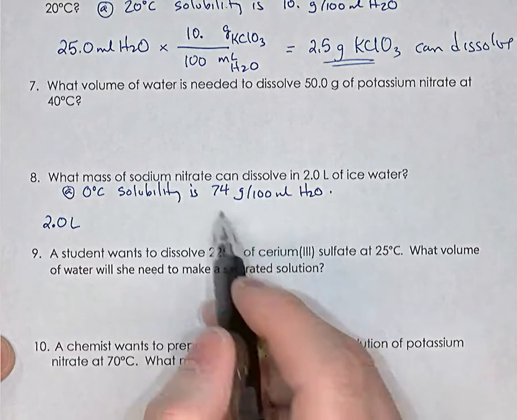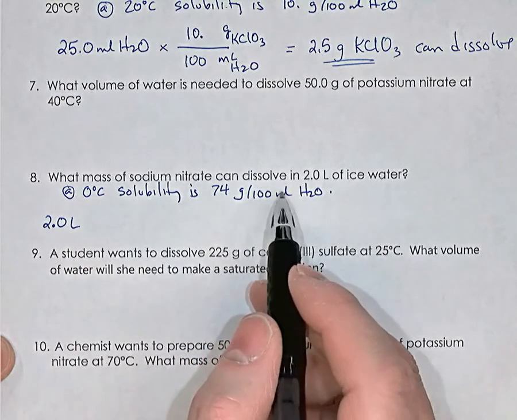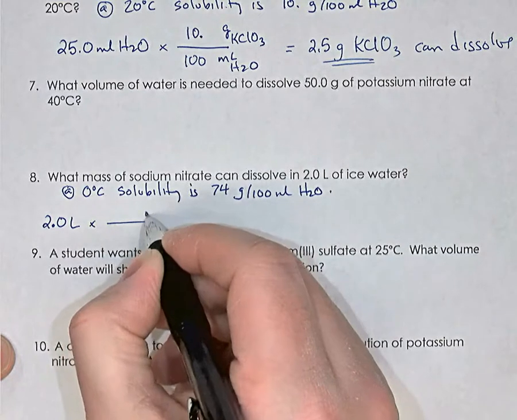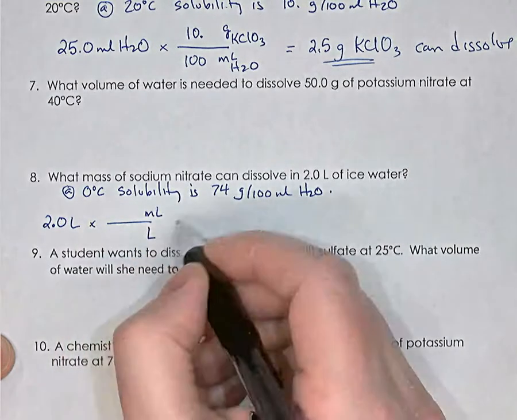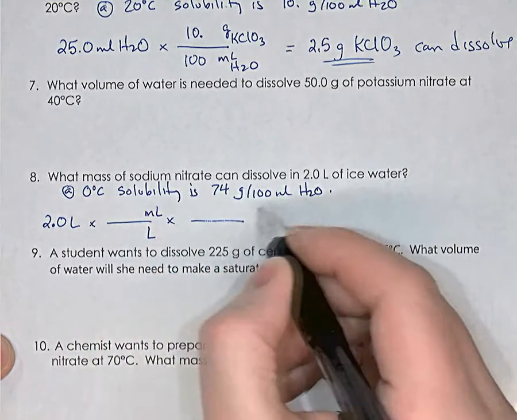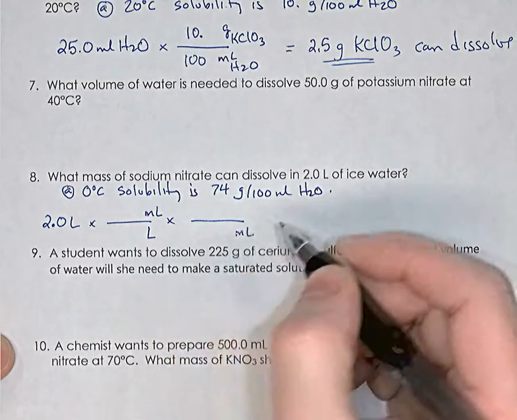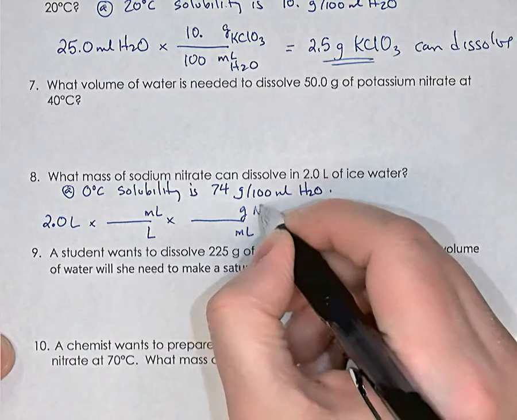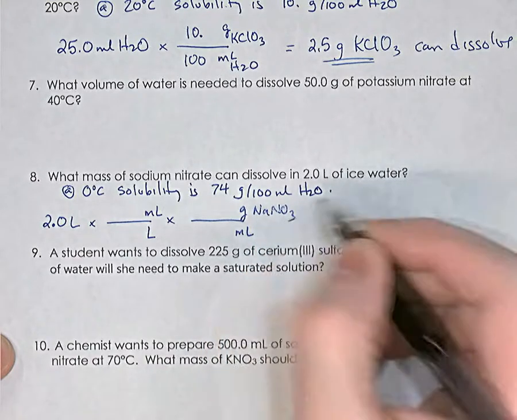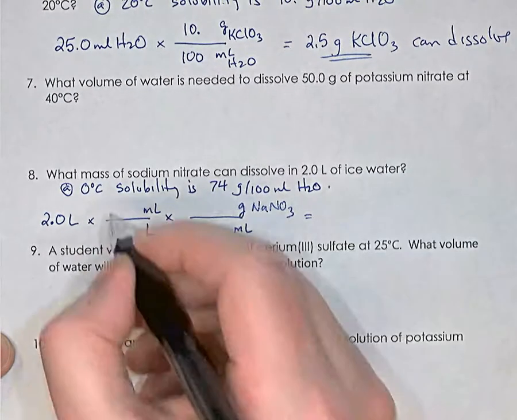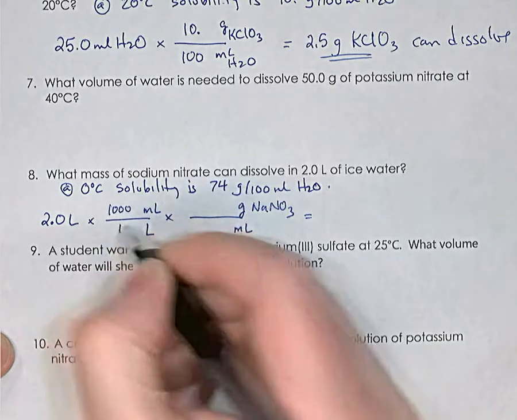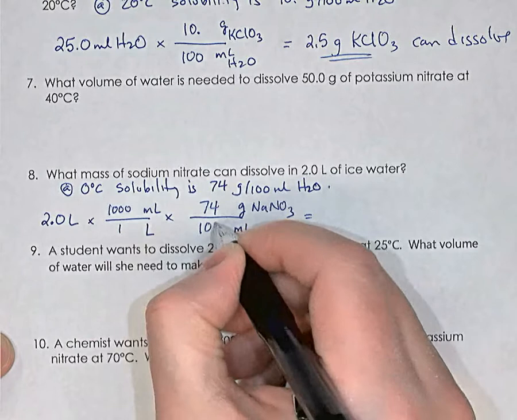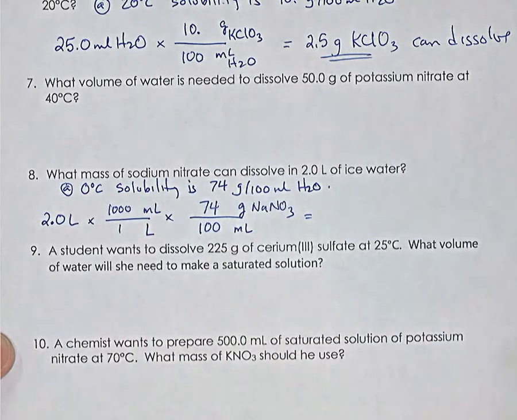but our solubility doesn't have liters, it's got milliliters. So the first thing I'll do is switch those liters to milliliters. And now, using the solubility, we can get rid of the milliliters of water and switch to the grams of the sodium nitrate and get our answer. So there's 1,000 milliliters per liter. 74 grams for every 100 milliliters is the solubility.